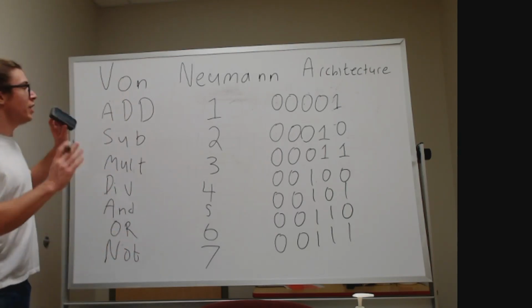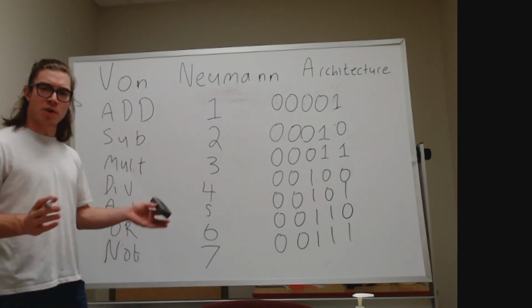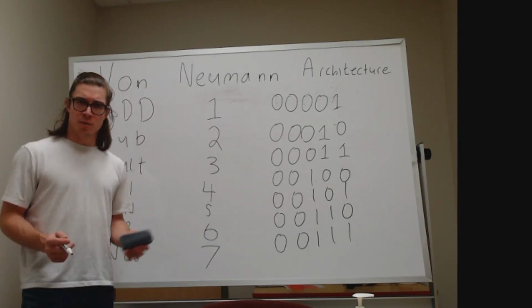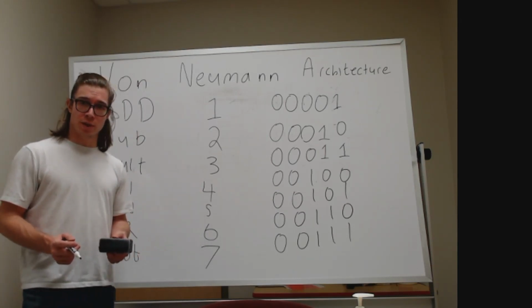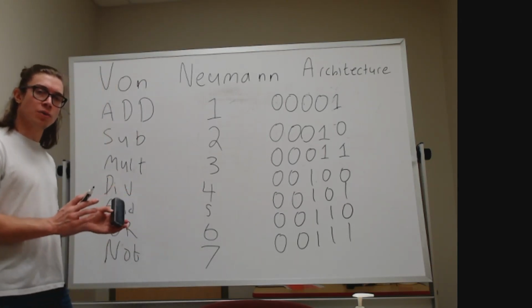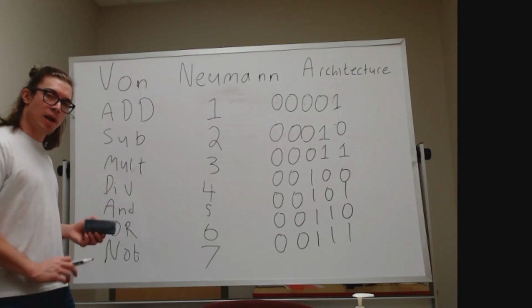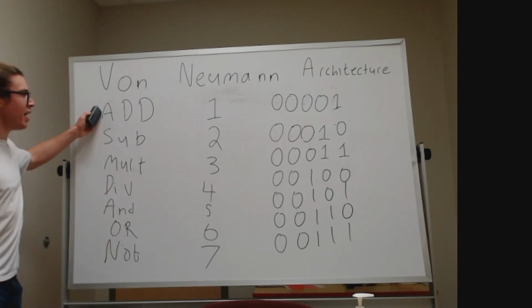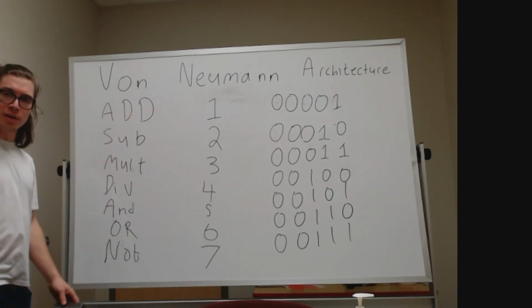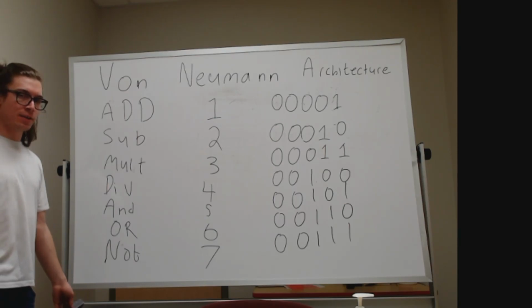Now, these are our codes, or some of our codes. We'll have to have more. We don't have anything for the control unit to do yet. But if these are our codes, what are they applying to? So we say add has code 1, but what do we want to add, okay?